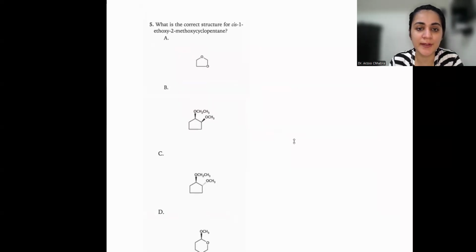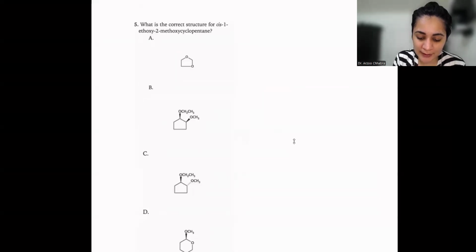Next question. What is the correct structure for cis-1-ethoxy-2-methoxycyclopentane, which is actually pretty simple, right? So you draw out cyclopentane, and at the first carbon, you've got an ethoxy. So they're testing you to check if you understand what ethoxy is, which is OCH2CH3. At the second position, you have methoxy, which is OCH3.